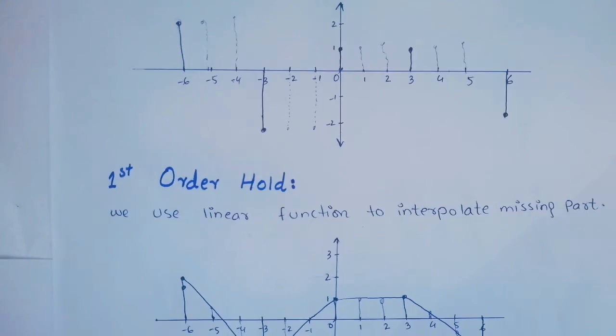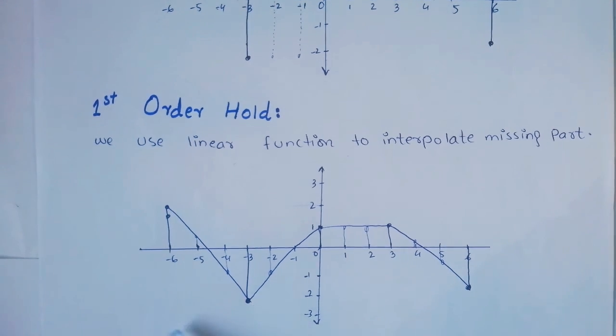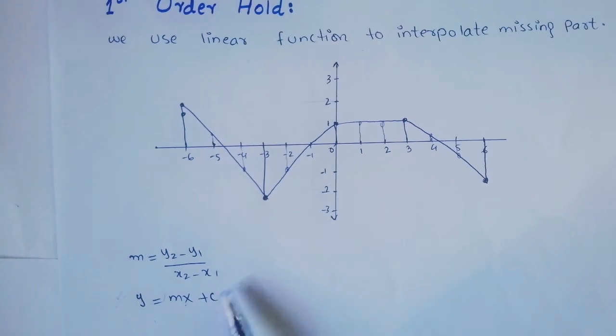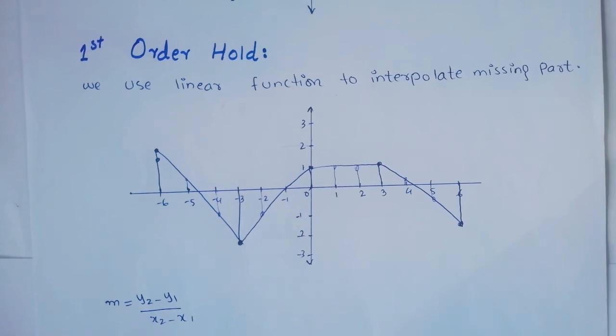So we use another method, first order hold. We use a linear function to interpolate missing parts. That's how we can recover our original signal a little bit better. We use these equations, the equations of a linear line. So this is not an exact method at all. Sometimes we use second order hold to interpolate our missing values. So that's a bit better.